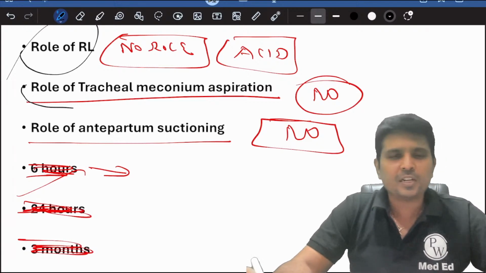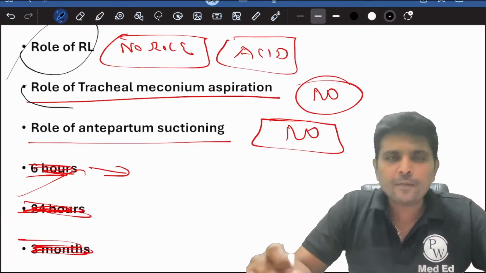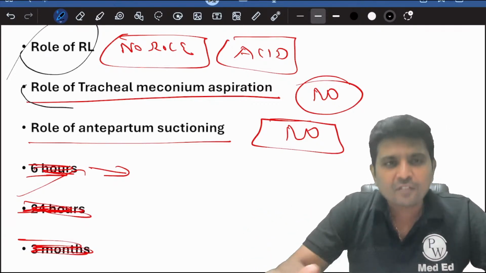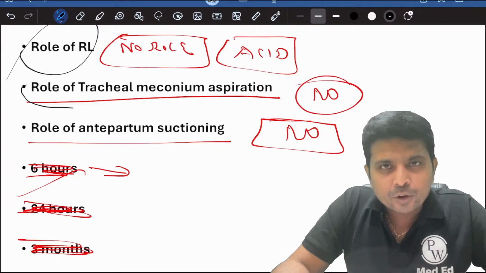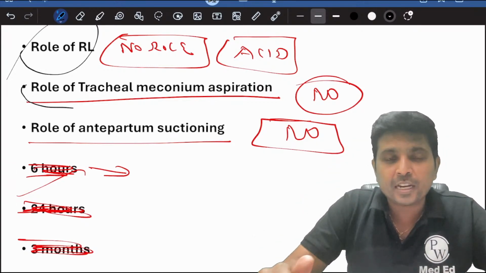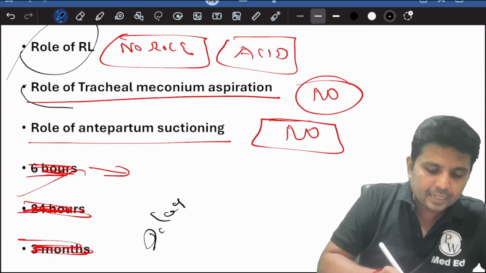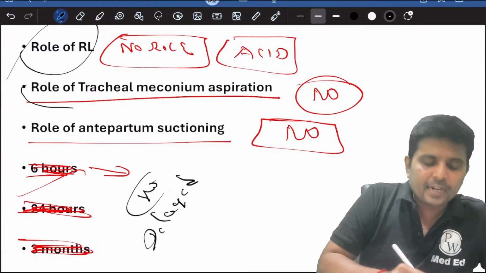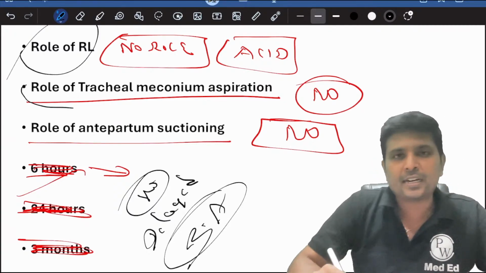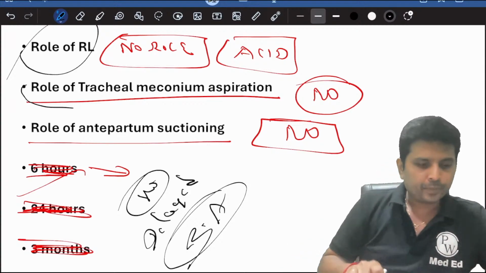Again, antepartum suctioning has got no role in case of meconium aspiration syndrome. No role of oral, no role of tracheal meconium aspiration. You can do bag and mask ventilation. No role for antepartum suctioning. Again, there is no role for delayed cord clamping in case of birth asphyxia. You need to start resuscitation rather than allotting blood to the body.